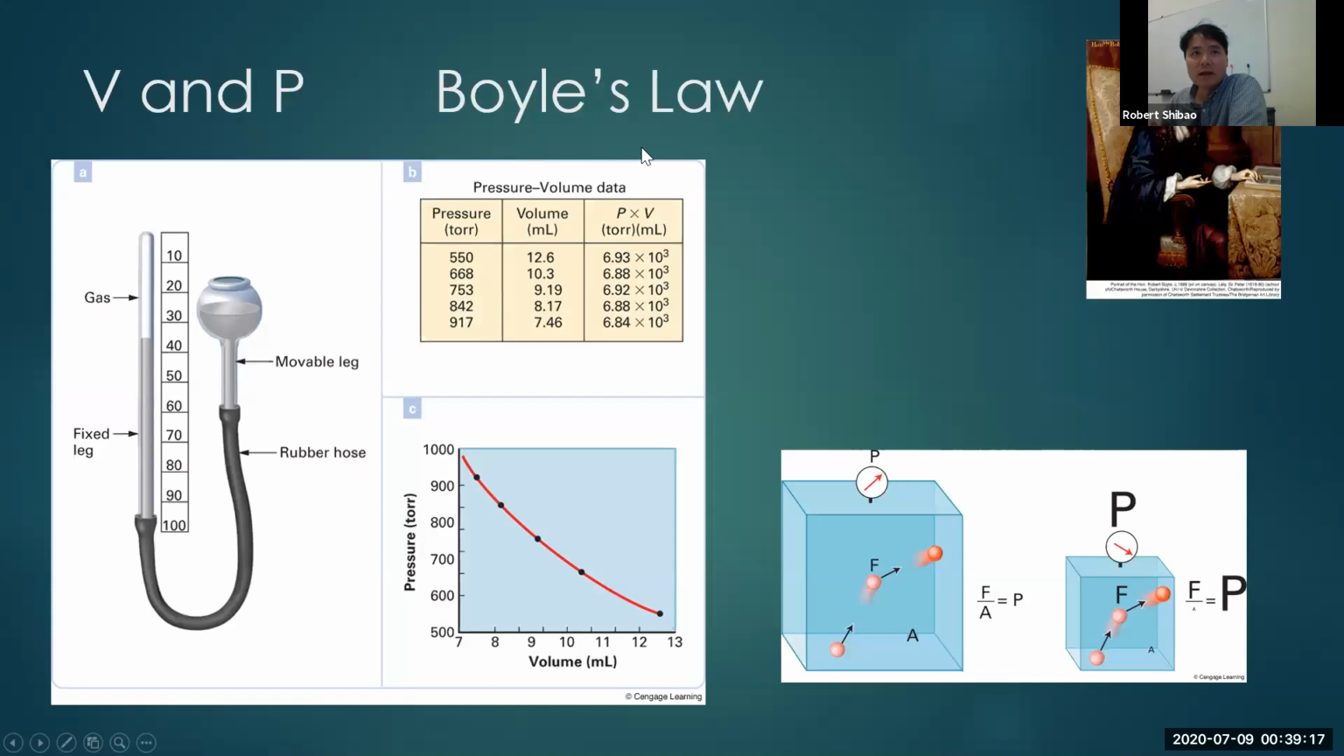This is Boyle's law. Boyle's law deals with volume and pressure. So we take some observations and we look. This is nonlinear here. Do you see the curve? It's curved. And so we can't come up with a simple equation like that.